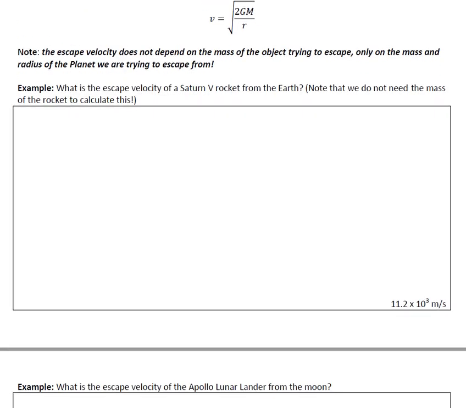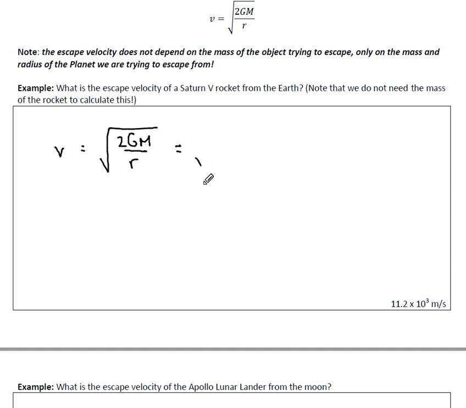So here's an escape velocity question. What is the escape velocity of a Saturn V rocket trying to leave the Earth? We just use v equals the square root of 2Gm over R. The mass of the Saturn V rocket doesn't matter. Of course, if the rocket itself is bigger, you need more energy to speed up to the required speed. But regardless of the mass, this is how fast it has to go.